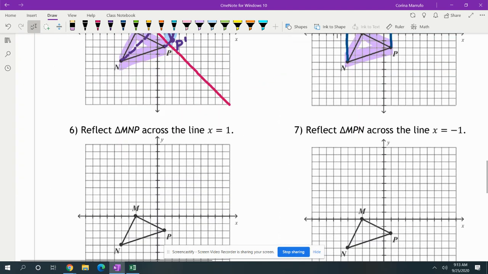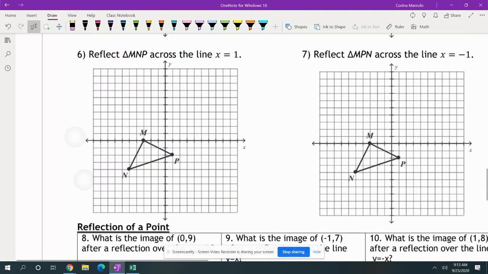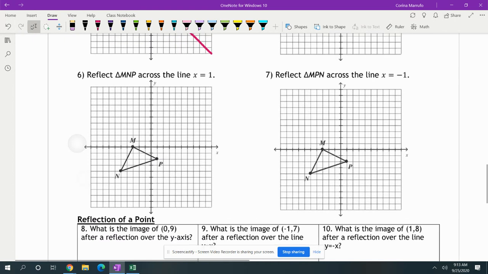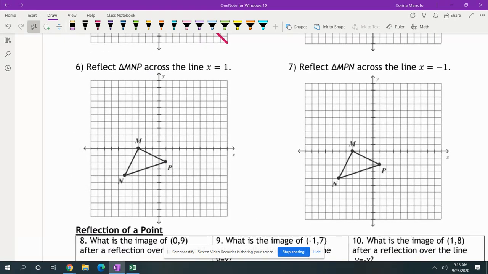All right. The next one says reflect M, P, and N across the line X equals 1. So we find our X axis. Here is 1 on our X axis. So unlike the last one, instead of going horizontally, we need to go vertically, going through X equals 1. So this is everywhere where X is equal to 1.